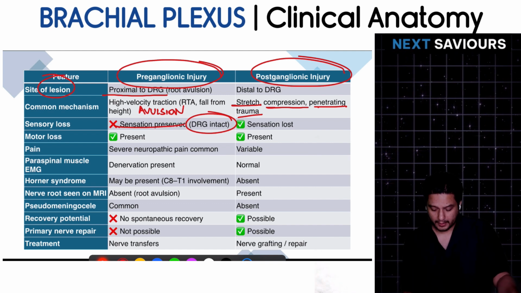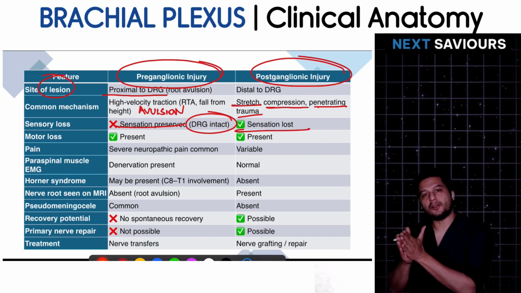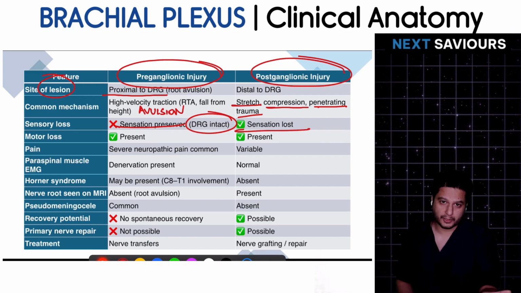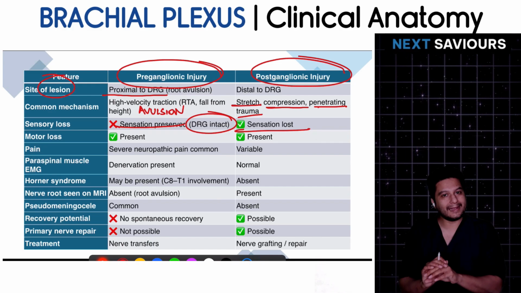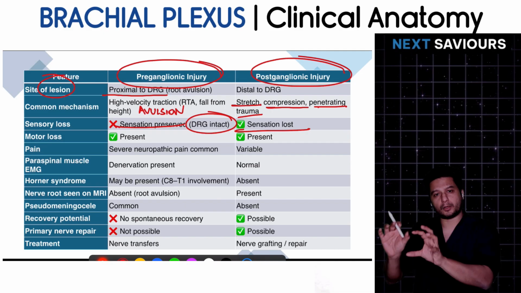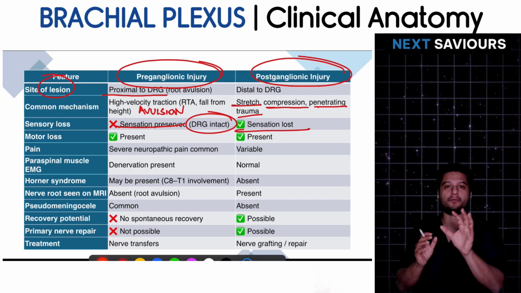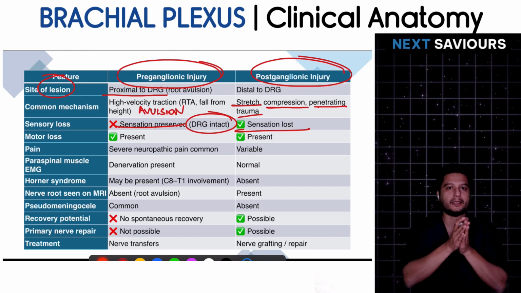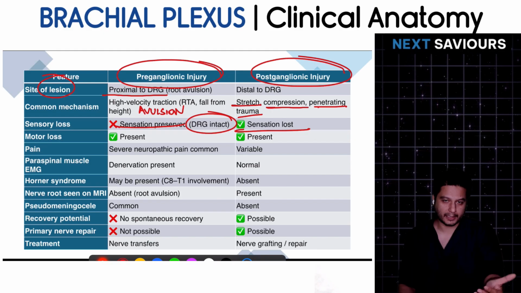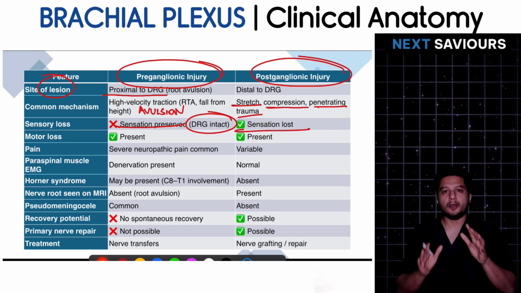While on the other hand, in case of postganglionic injury, there will be a loss of sensations, means the patient won't be able to feel anything. So that is a very, very important clinical distinction point on the basis of which you will make the diagnosis of preganglionic injury to the brachial plexus clinically. Point number four, motor loss.